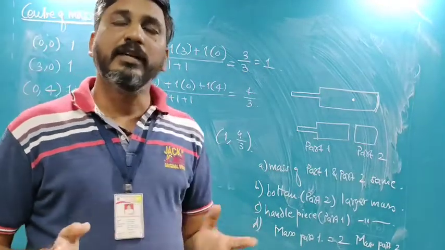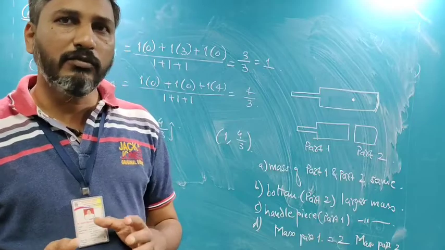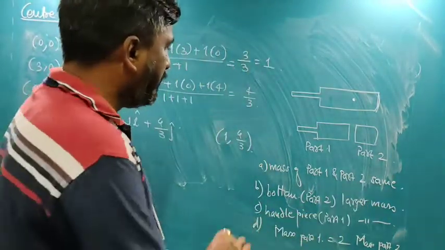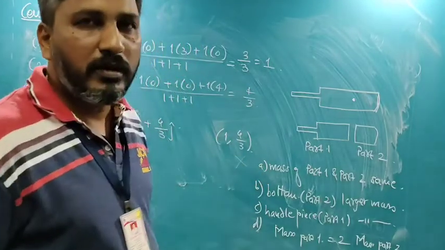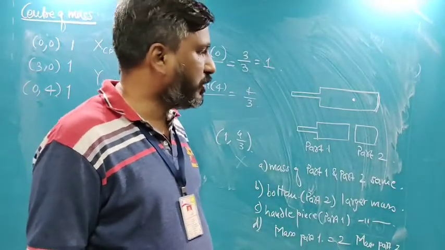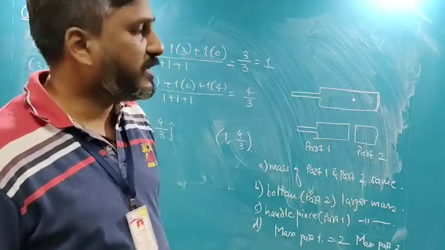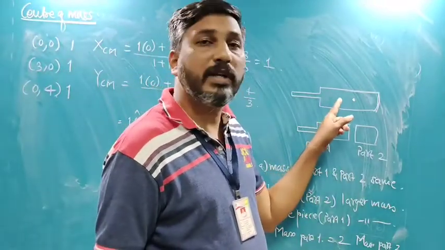First, we find out which are the wrong options. If you observe very carefully, the first option is totally wrong. The mass of part 1 and the mass of part 2 would be the same only if the center of mass were exactly situated at the center.